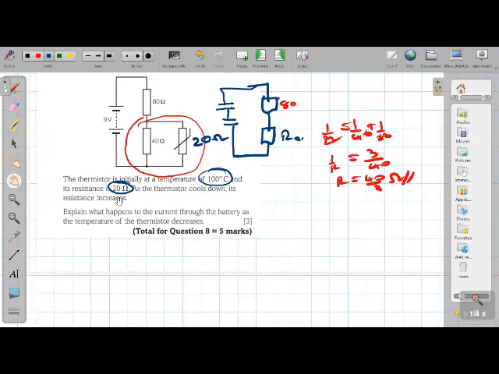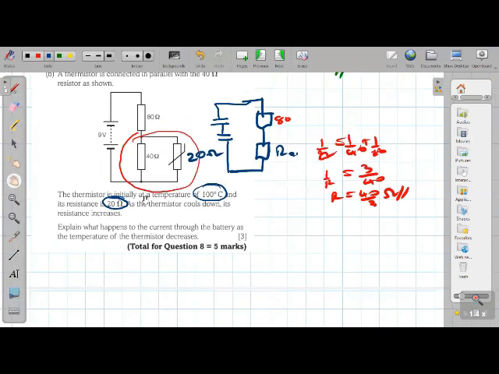As the thermistor cools down, its resistance increases, right? Okay. So explain what happens to the current through the battery as the temperature of the thermistor decreases. That means as it cools down, the thermistor resistance increases. When the resistance increases, the equivalent resistance also increases. As the equivalent resistance increases, how about the voltage across these two? It rises.